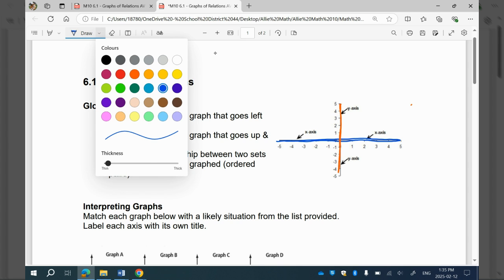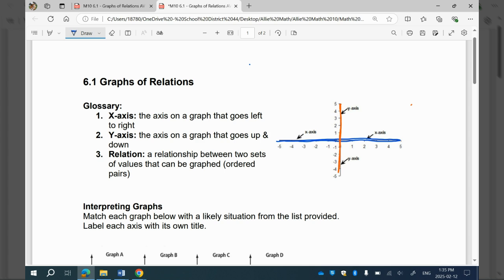And a relation is a relationship between two sets of values that can be graphed. So our ordered pairs are always in x, y. So it's two data points and the relationship between those two.